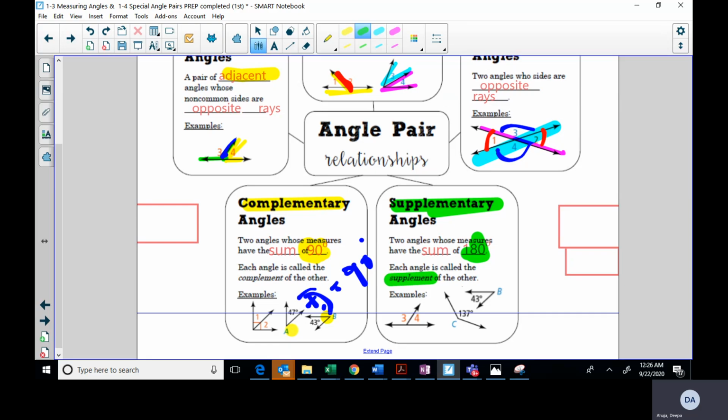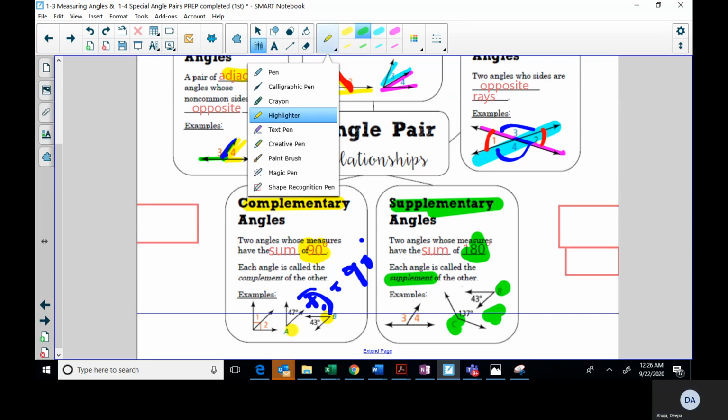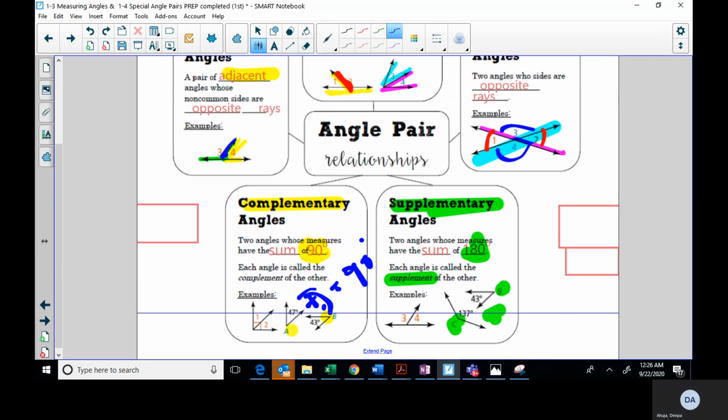Let's look at angle C and B here. If I add C and B, do I get a sum of 180? 137 plus 43. Is it equal to 180 degrees? Yes, it is equal to 180. So in that case, they are supplementary angles.